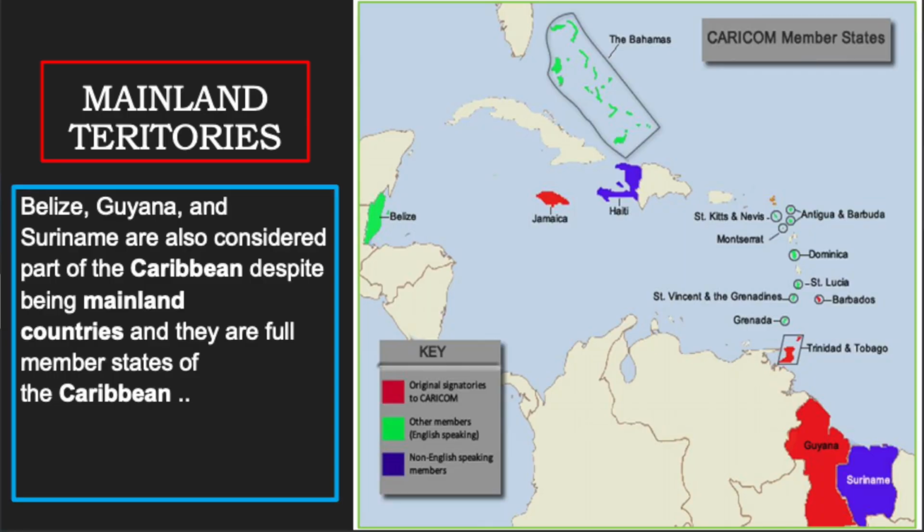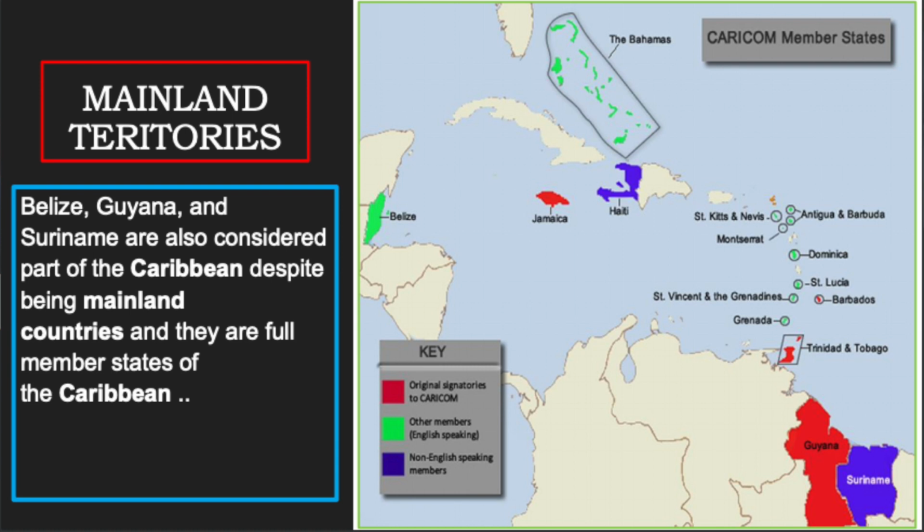So we now move on to the final group, which is the mainland territories. It says these territories include Belize, Guyana, and Suriname. So it says Belize, Guyana, and Suriname are also considered part of the Caribbean, despite being mainland countries, and they are full member states of the Caribbean.